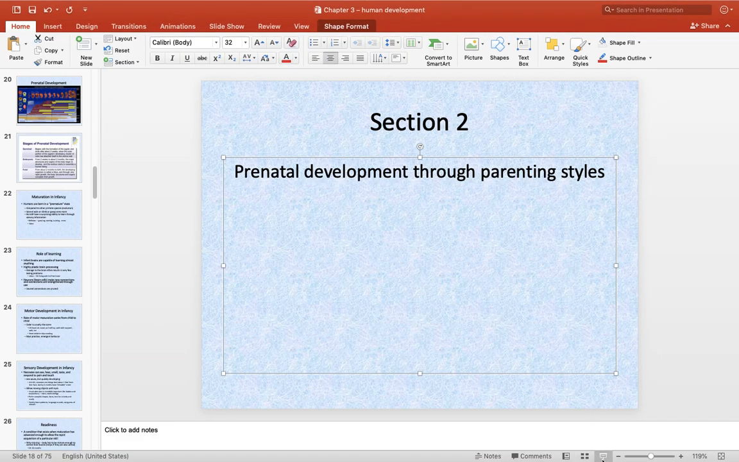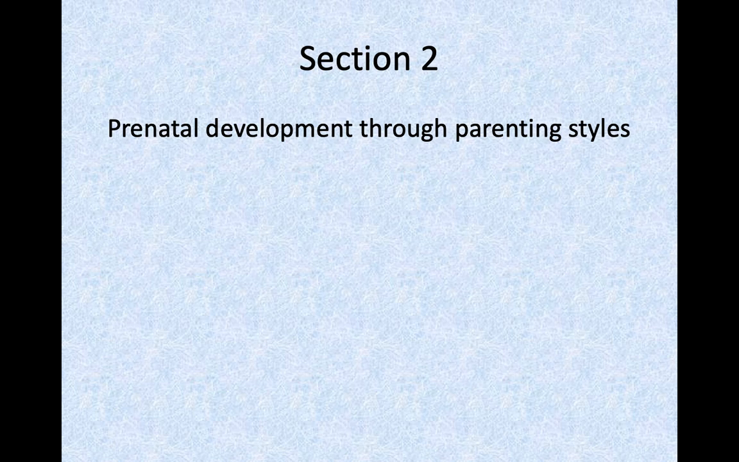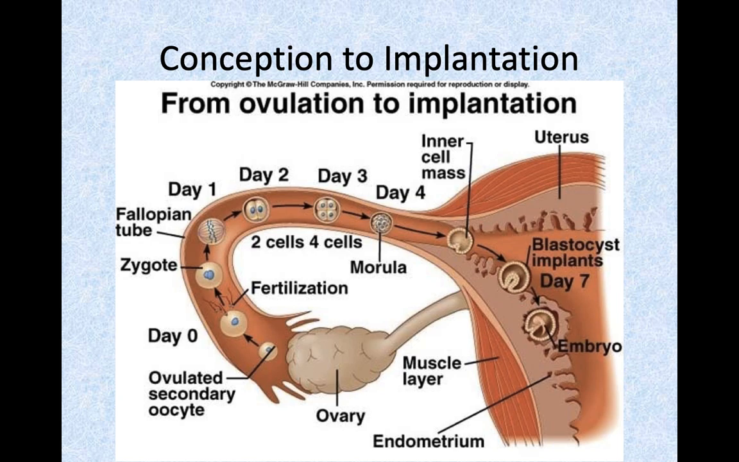All right, guys, we're going to be starting on section 2 of chapter 3. We're going to be talking about prenatal development, early childhood, and then all the way through attachment styles and parenting styles. All right, so speaking about prenatal development, we're going to be first talking about essentially how conception and implantation occur.